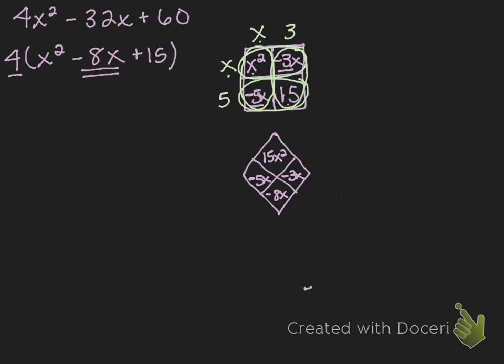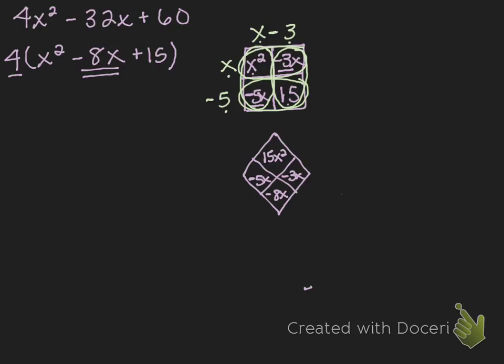So sure enough, x times x gives me x squared, so I'm good there. The problem is, though, that x times 3 does not give me a negative 3x, which means that this needs to be a minus 3 here. X times 5 does not give me negative 5x, so this also needs to be a negative 5. And then if I check here, a negative 3 and a negative 5 multiplied together will give me that 15.